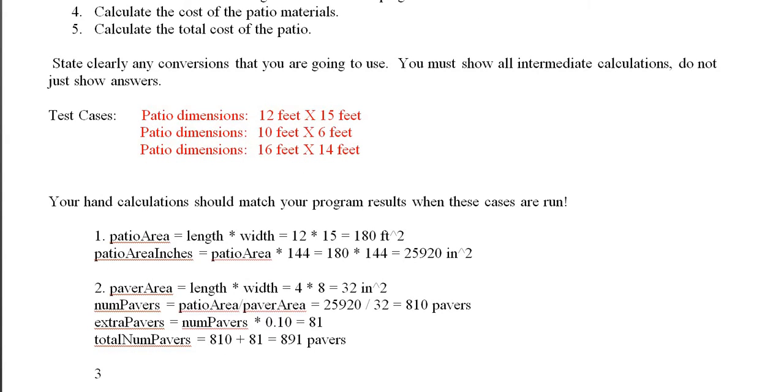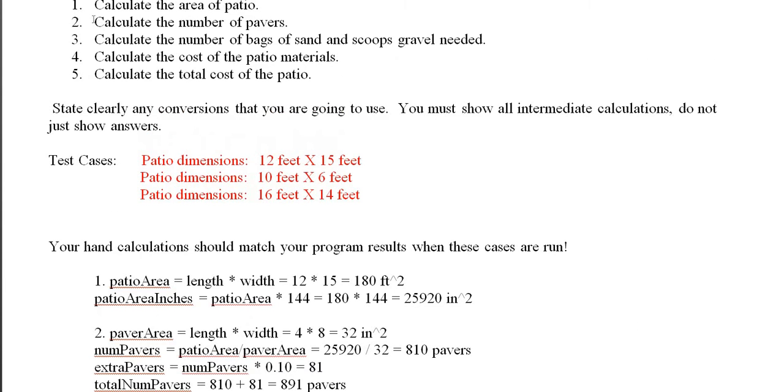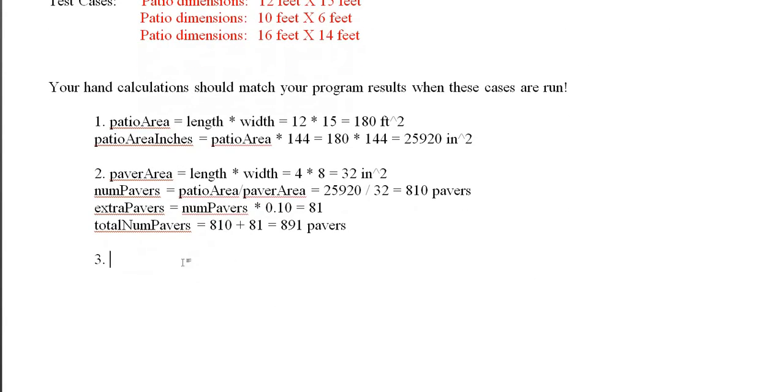Okay, there's step 1 and step 2. So now let's look at step 3, where we are going to calculate the number of bags of sand and the scoops of gravel needed. The sand volume is going to be the patio area times the depth of the sand, which is 1 inch. So that'll give us 25,920 cubic inches.